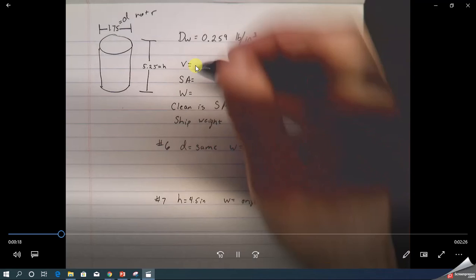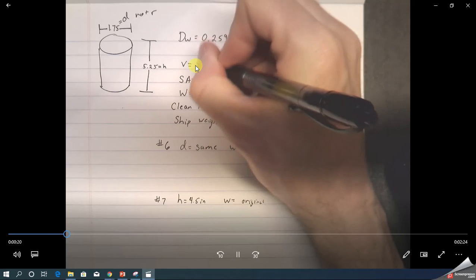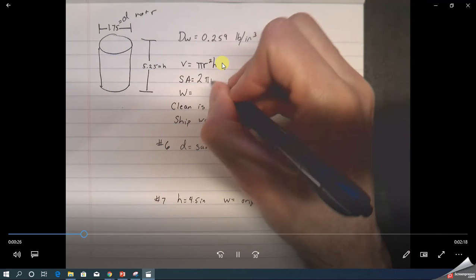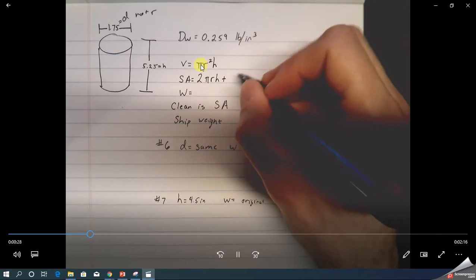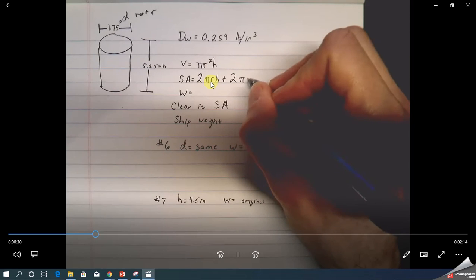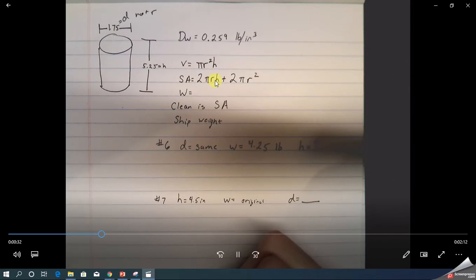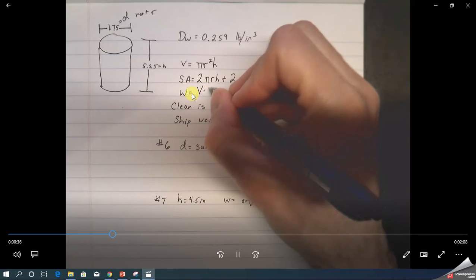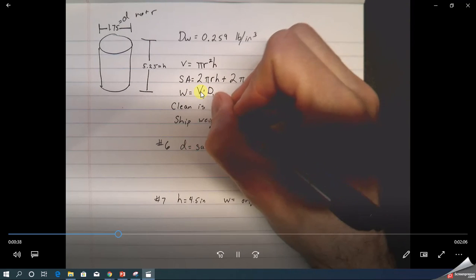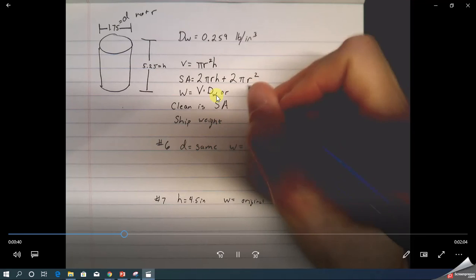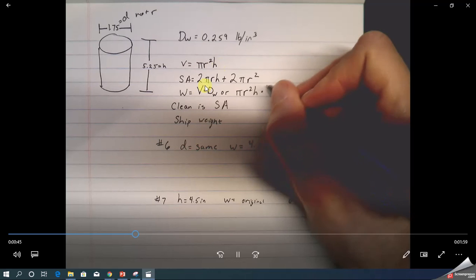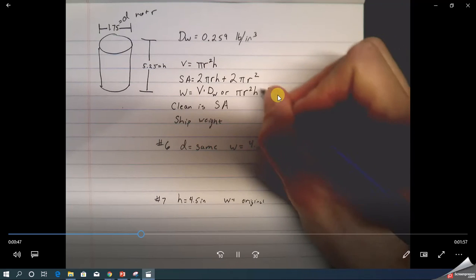Volume. The volume formula is pi r squared h. You're just going to plug the r, not the diameter, and the h into the calculator. You can use the pi button or 3.14. Surface area, we know r, half of the 1.75. We know height. We know r again. And then the weight is equal to, from our formula sheet, volume times density weight, with volume being pi r squared h, substitute that in, times the density weight.